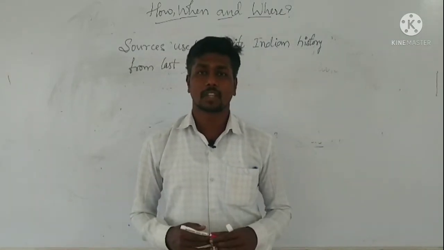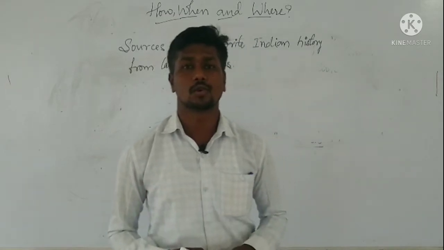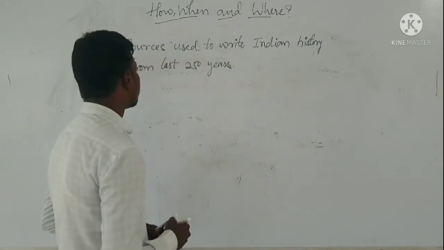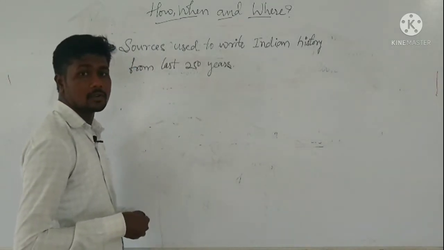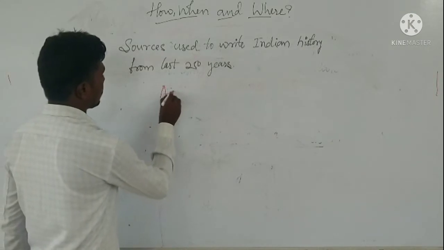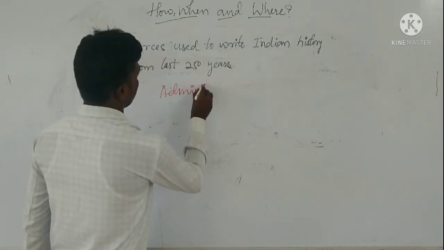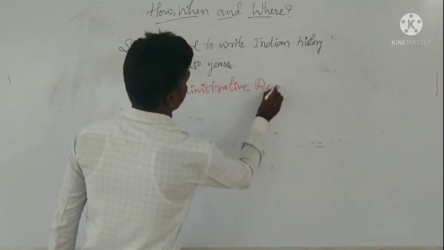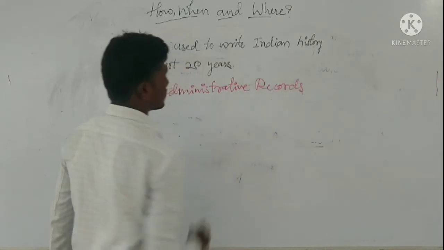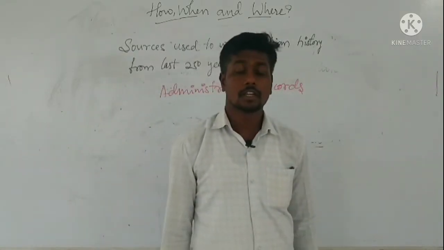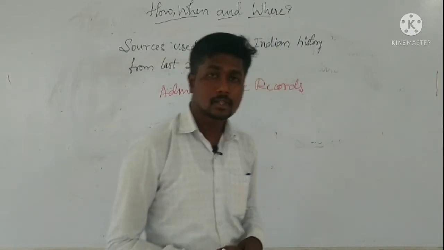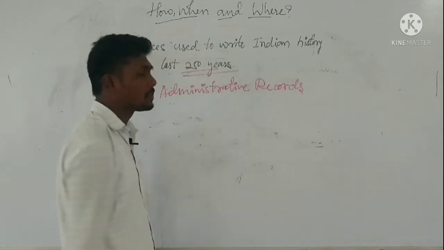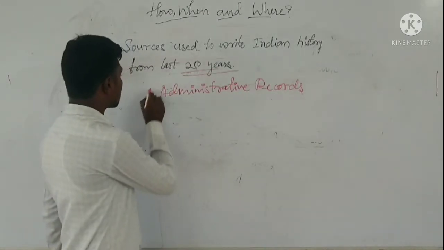Mainly we are going to learn about two important sources. The first one is administrative sources, administrative records. This is the first source used to write Indian history from the last 250 years.